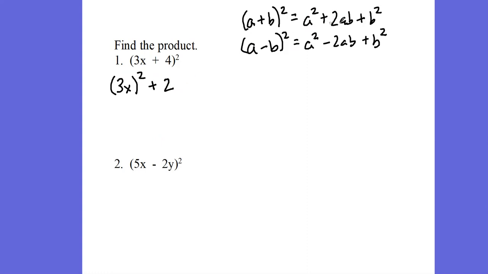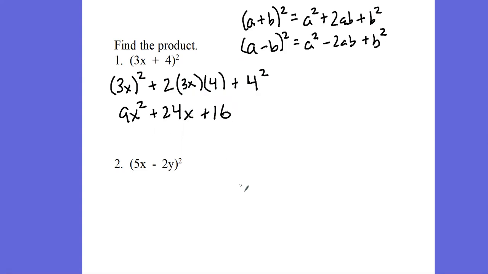So I have 2 times the a value, which is 3x, times the b value, which is 4. Plus b squared, in this case, the b value is 4. So plus 4 squared. 3x squared, I got to do 3x times 3x. That is 9x squared. 2 times 4 would be 8. 8 times 3 is 24. This is plus 24x. Plus the 4 squared is 16. And I'm done.